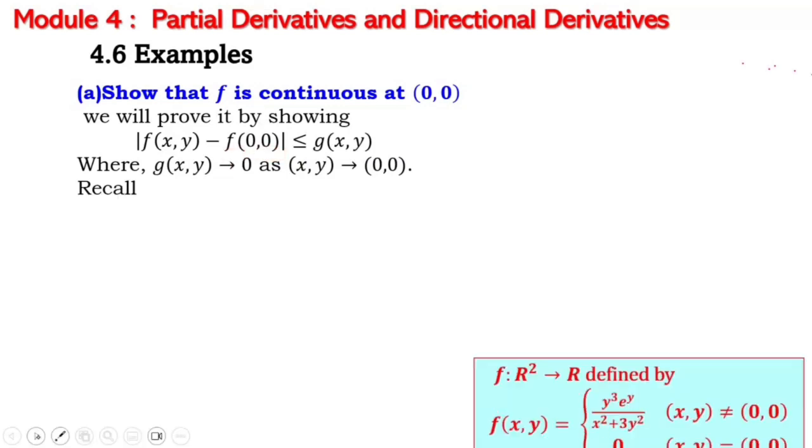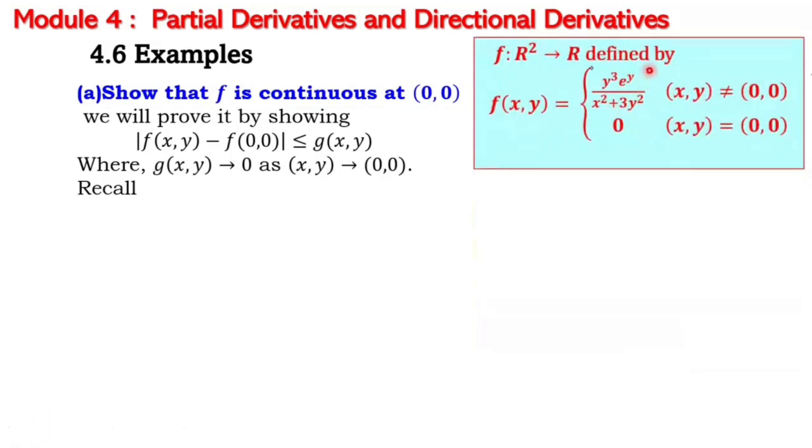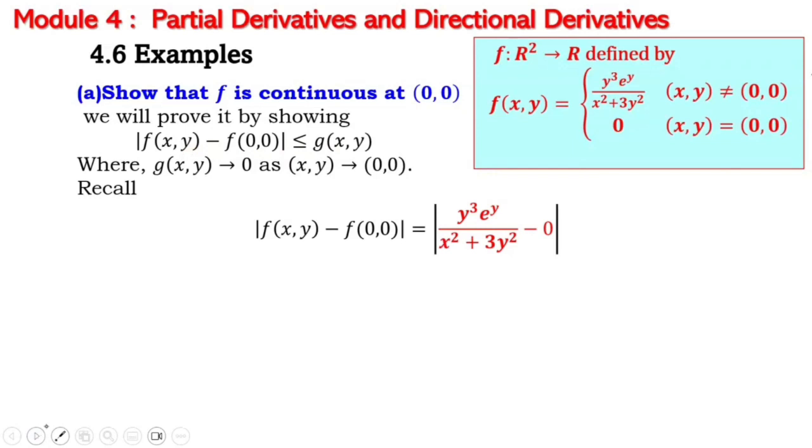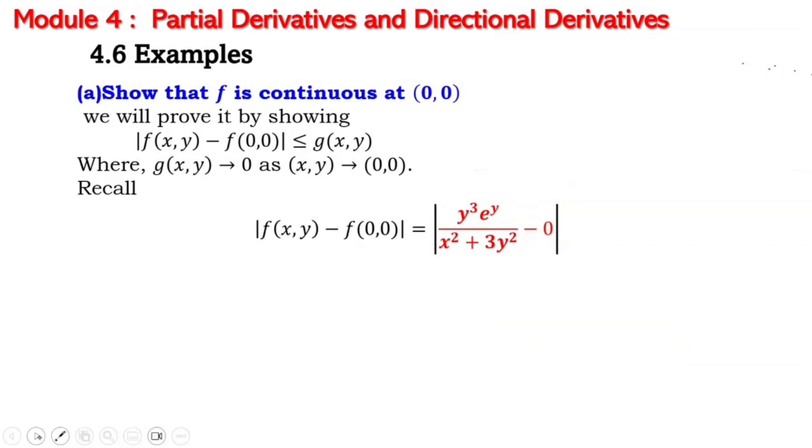Okay, so first we recall the function here from the previous slide. So we have the given function, and then we are going to apply this equation. So this will give you f(x,y) minus f(0,0). So f(x,y) is this one, and f(0,0) is 0. So now we are going to simplify it, so that we can write it.